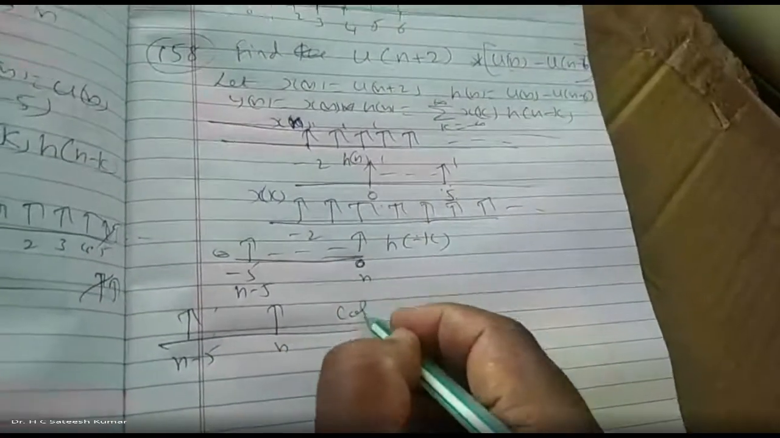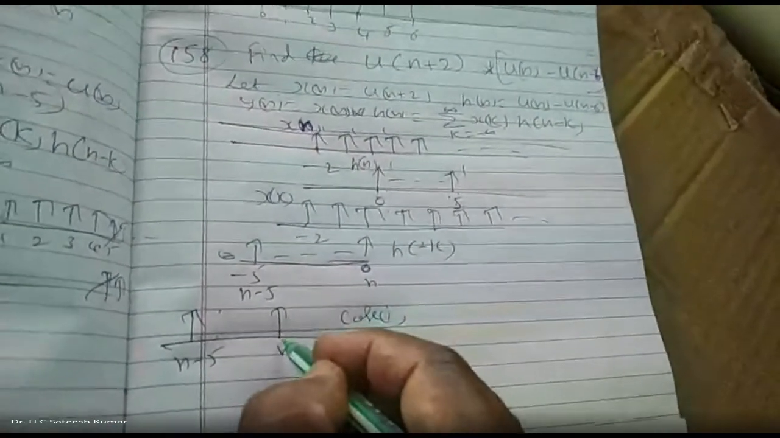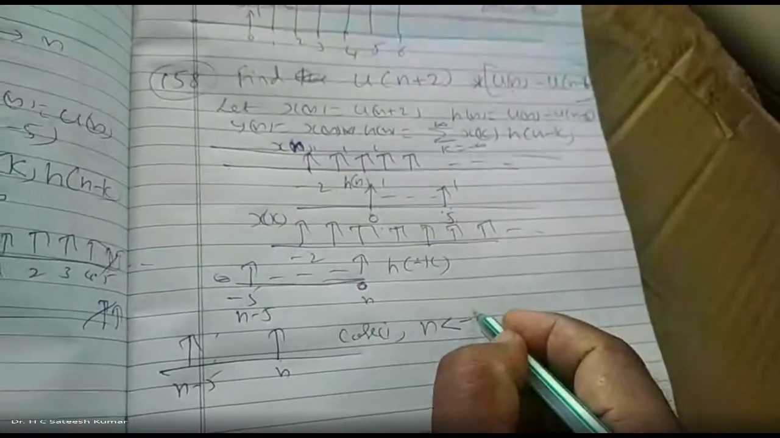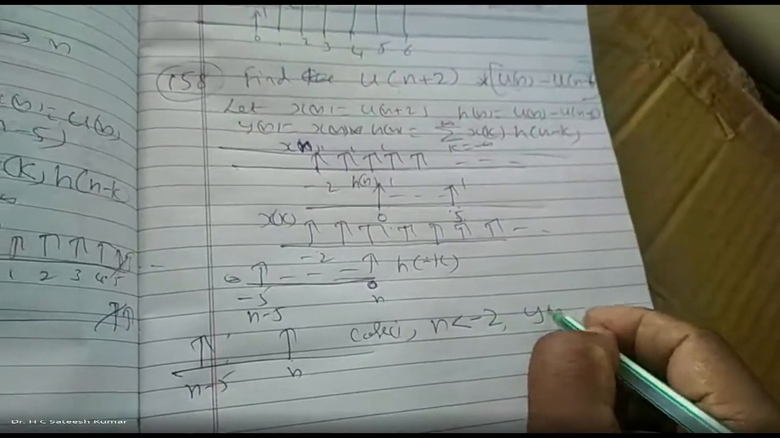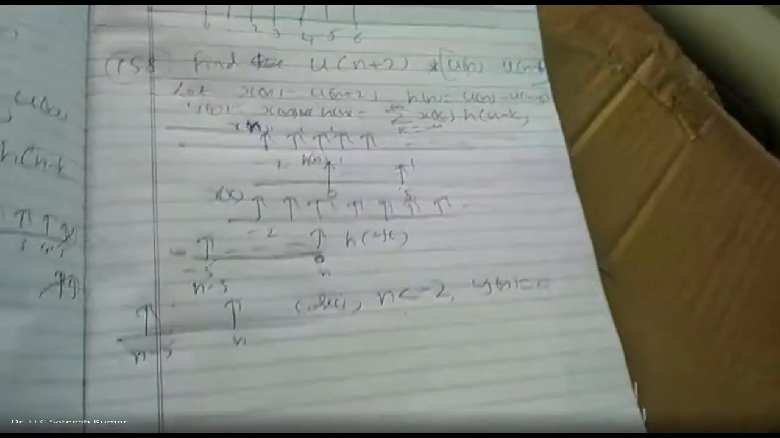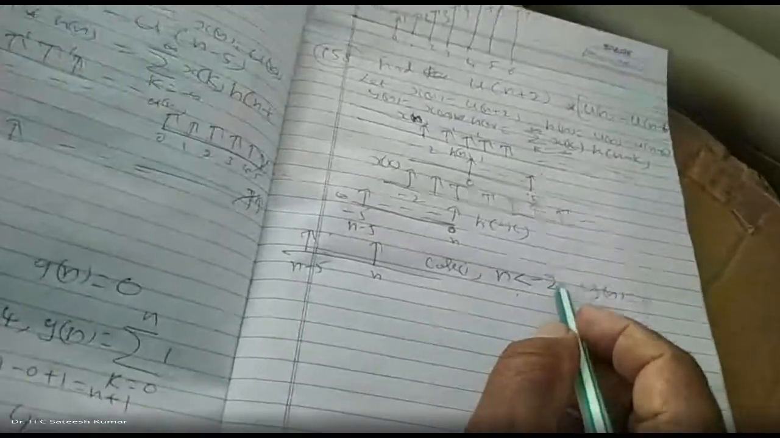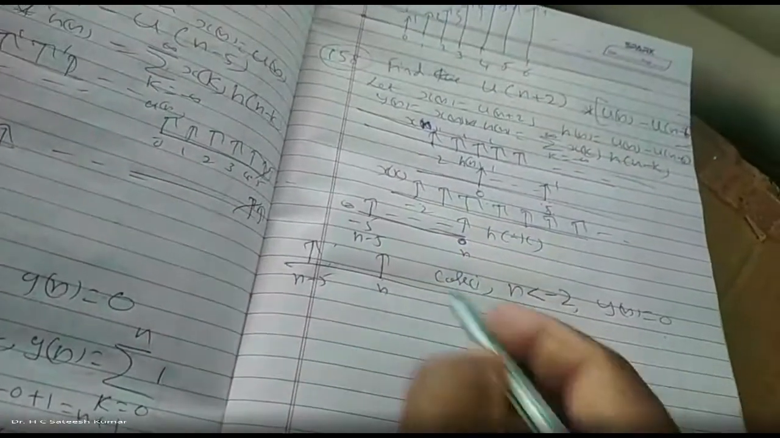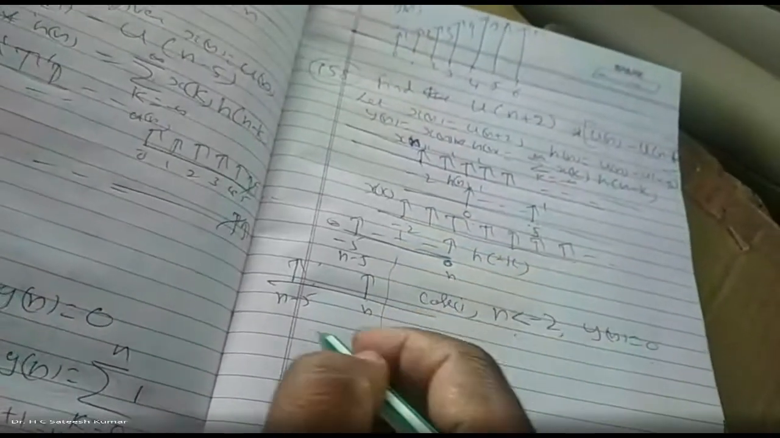Case 1, what do we have? As long as n is less than minus 2, y of n is equal to 0. The answer is 0 now. As long as n is less than minus 2, as long as this edge is before this one, there is no overlapping. Now, from minus 2, overlapping starts.